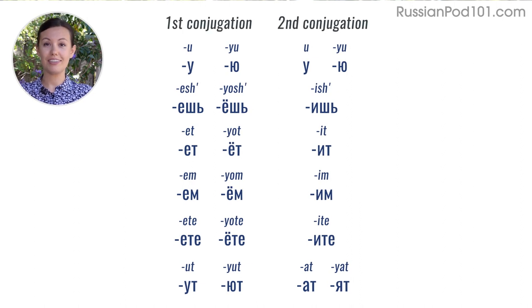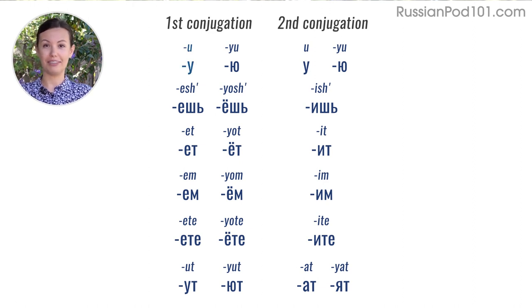In Russian, there are two conjugations. The vowel Е is mostly used in the endings of the first conjugation verbs. The vowel И is mostly used in the endings of the second conjugation verbs. Let's explore the typical endings of the first conjugation verbs.